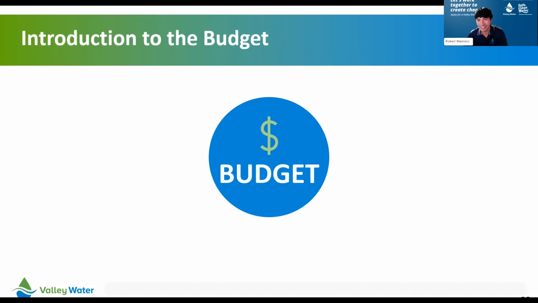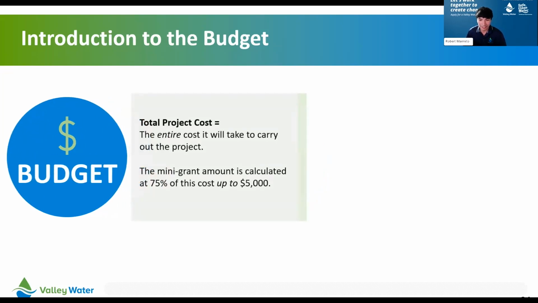So great job. All right, so next section is the budget. And we'll dive into what makes up your project budget. Next slide, please. All right, so as an introduction to the budget, we'd first like to talk about the total project cost and how that is associated with how much mini grant funding you can receive for your project.